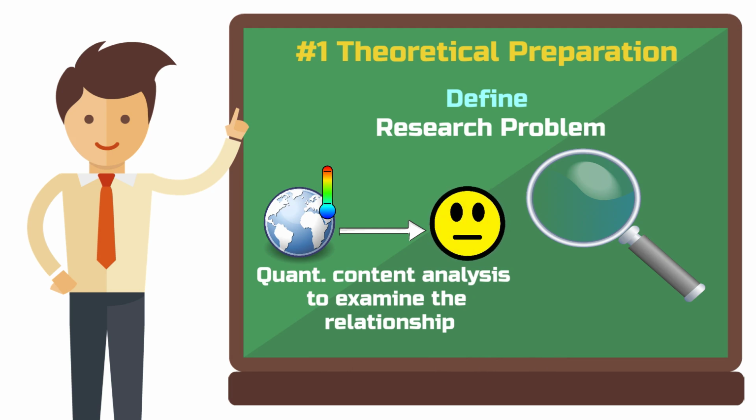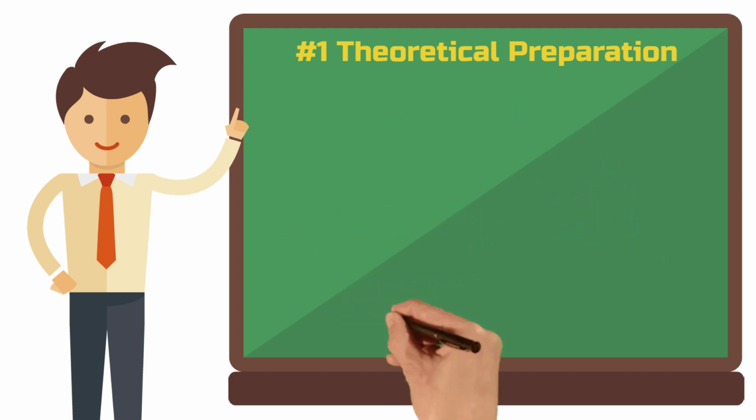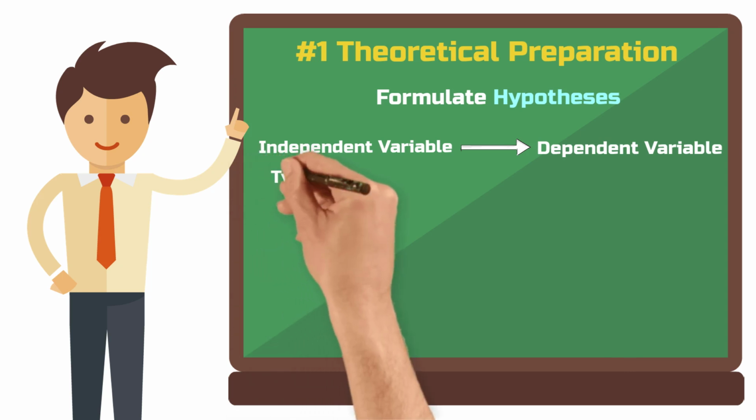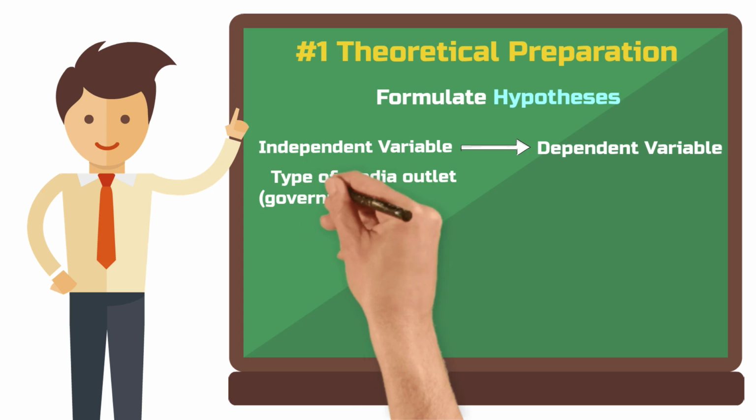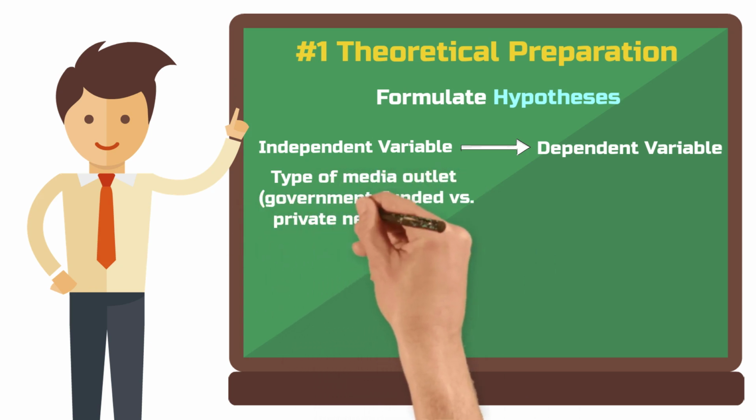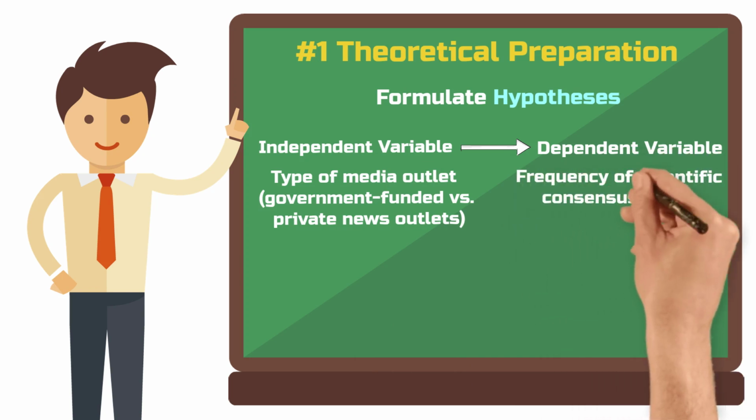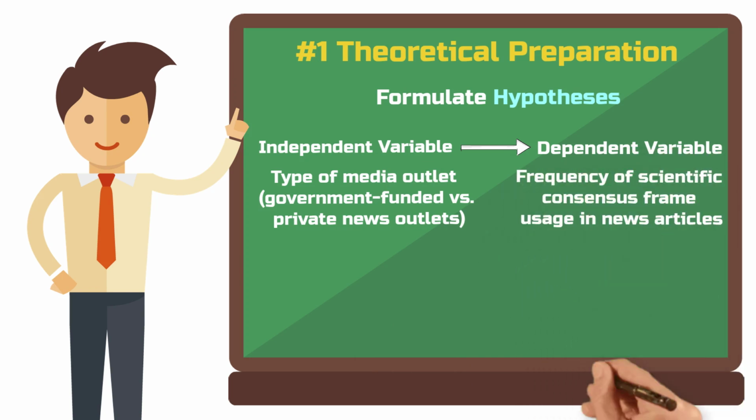Before conducting your quantitative content analysis, formulate hypotheses, meaning testable assumptions about the relationships between variables. A strong hypothesis clearly defines the dependent and independent variables and ensures that the coding categories reflect these constructs. For example, in a study on climate change news framing, you might hypothesize that news articles from government-funded media use the scientific consensus frame more often than private news outlets.